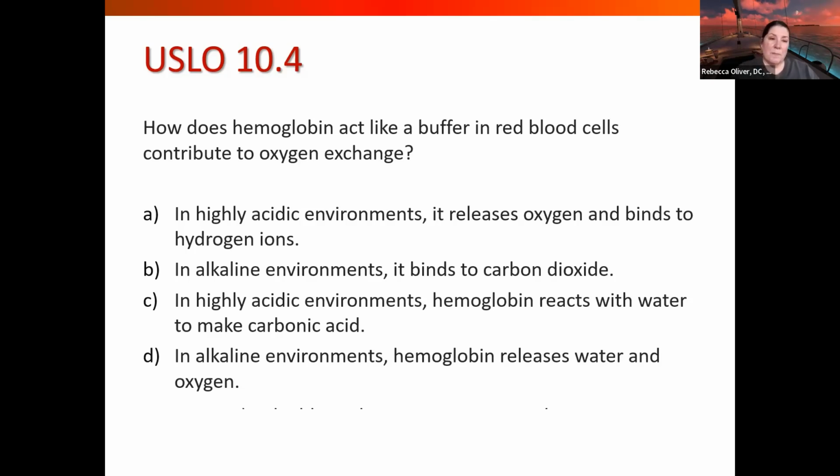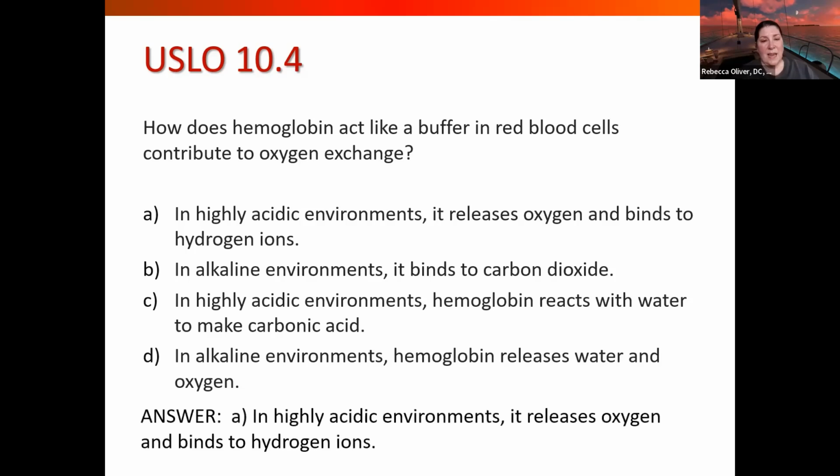So let's read what our options are. In highly acidic environments, it's going to release oxygen and preferentially bind to hydrogen ions. I think I just said that. Let's read what our other options are. In alkaline environments, it's going to bind to carbon dioxide. No. In highly acidic environments, hemoglobin reacts with water to make carbonic acid. No. In alkaline environments, hemoglobin releases water and oxygen. No. So A is the answer. In highly acidic environments, hemoglobin is going to release oxygen in order to preferentially bind with the hydrogen ions, because it's going to act like a buffer.